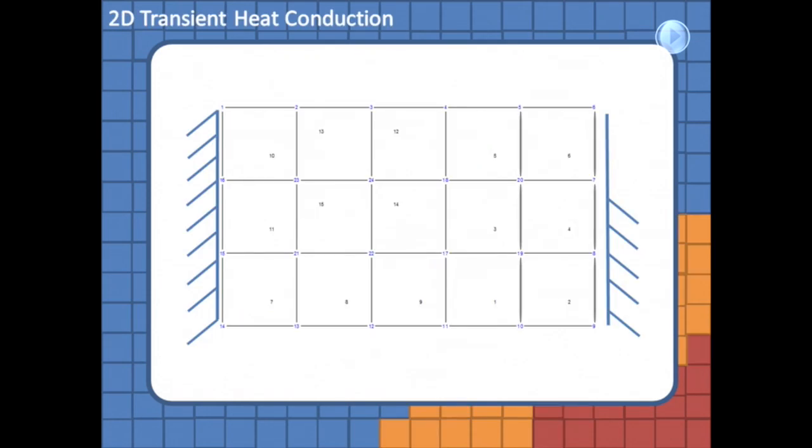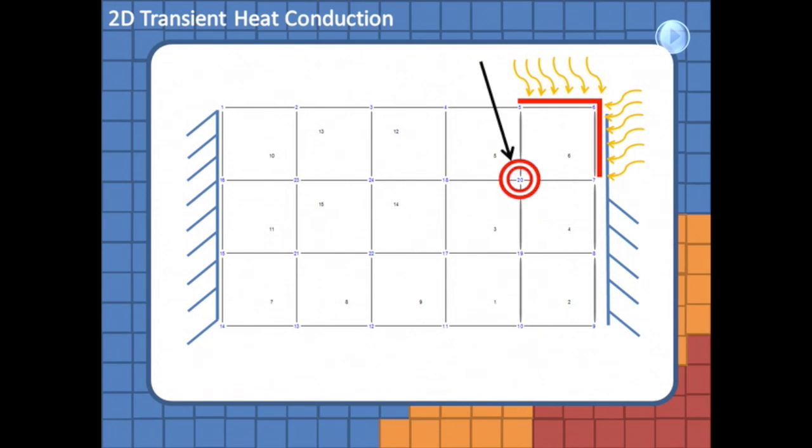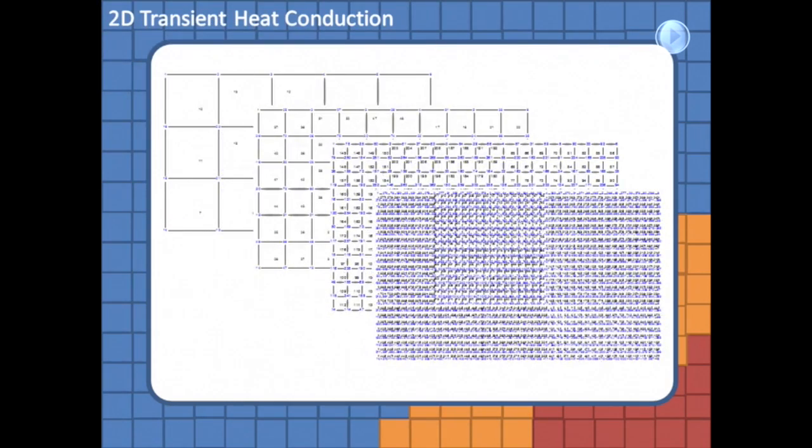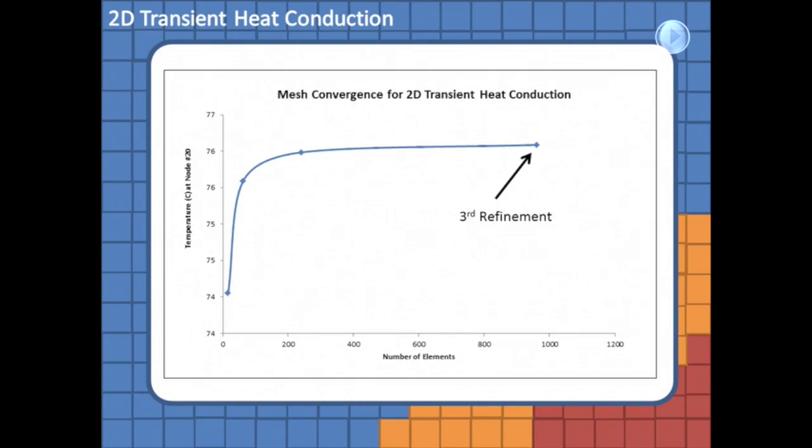So our first 2D transient heat conduction case was constraining our domain on the left and right and adding a heat source to the top right. We're also keeping track of node 20 for our mesh refinement. After refining our mesh 3 times from 15 elements to 960, we were able to converge on a 2D transient solution.